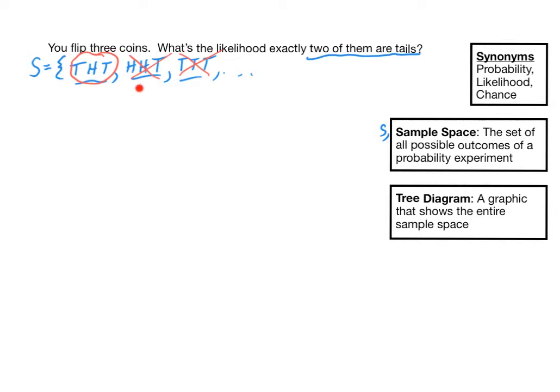The way we're doing it right now is not very organized, and there's a decent chance we're going to either miss something or we're going to repeat something. So what we're going to do is create what is called a tree diagram. A tree diagram is a graphic that shows the entire sample space of a probability experiment, and it's something you should be able to do. So let's go about doing that now.